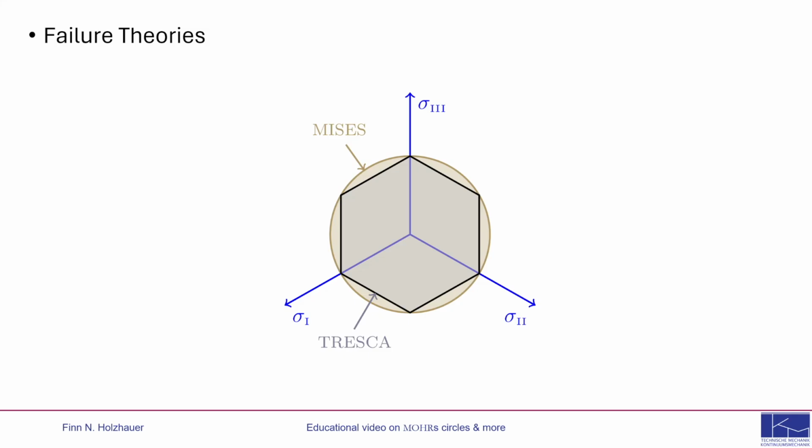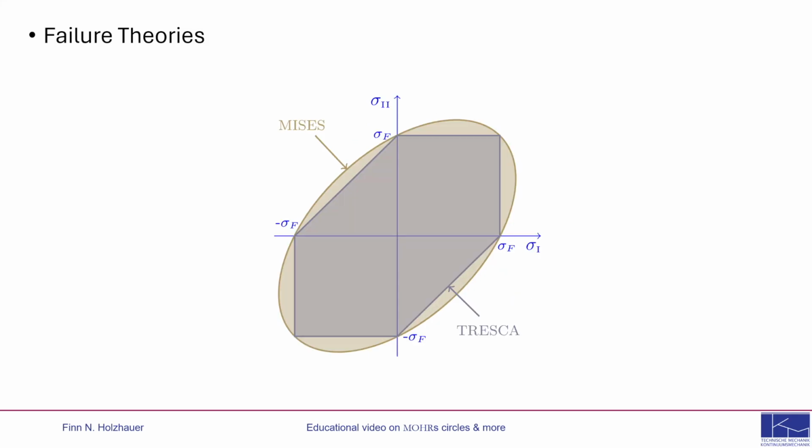All combinations of principal stresses lying outside the hexagon would, according to Tresca, indicate failure. However, all points lying between the golden circle and the black hexagon would be incorrectly excluded by Tresca, but correctly allowed by von Mises. The same conclusion is reached when the principal stress space is shown only in the sigma 1, sigma 2 plane. According to Tresca, no failure occurs as long as the point lies within the gray region, which is bounded by the yield stress as shown.